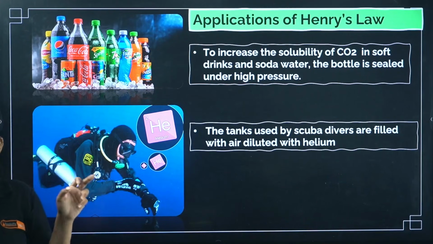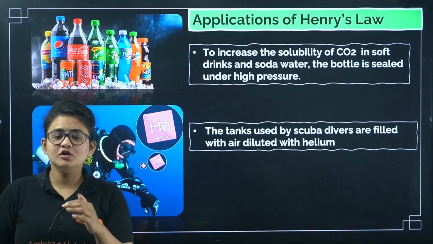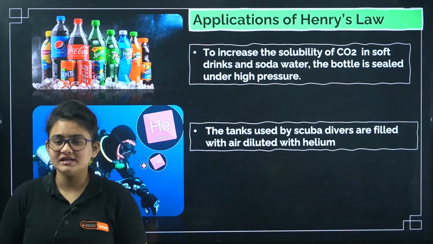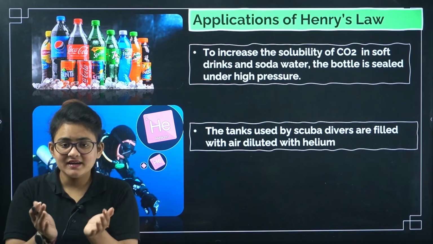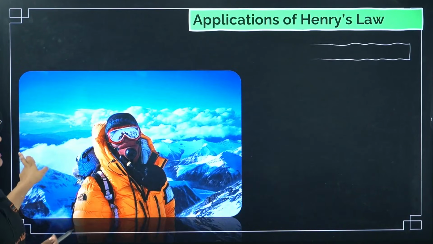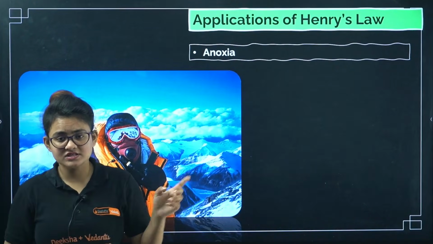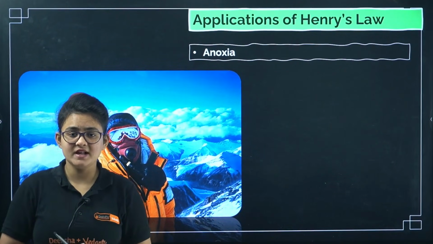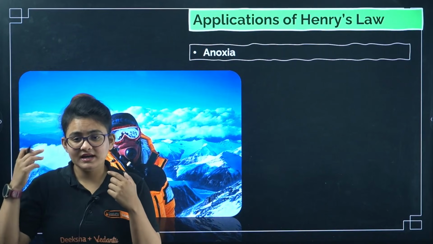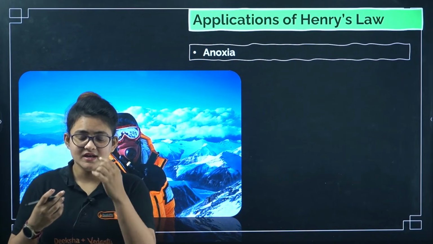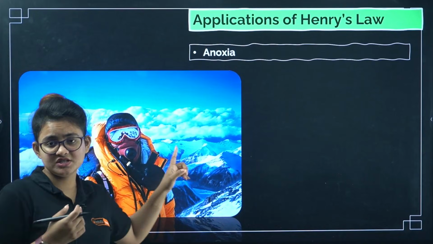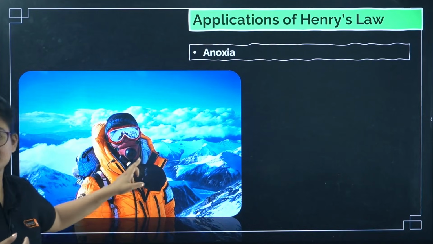Next, for scuba divers, in order to avoid bends, scuba divers dilute their oxygen tank with helium. Next, anoxia can also be well explained by Henry's law, because at higher altitude the pressure is decreased, so the brain doesn't get enough oxygen. That's why thinking ability and other things get reduced, and that particular condition is called anoxia. That can be well explained with Henry's law.